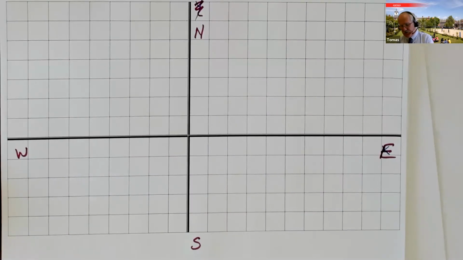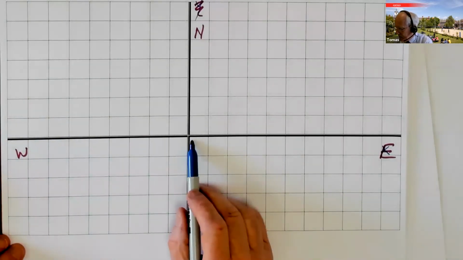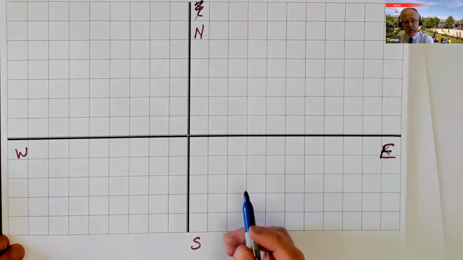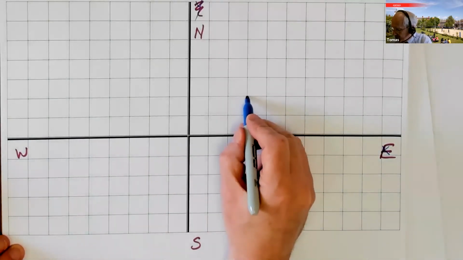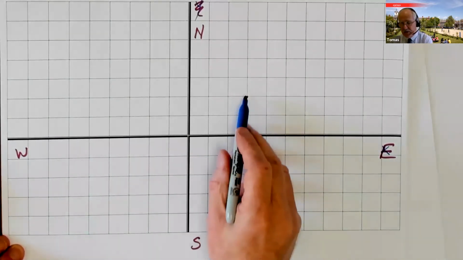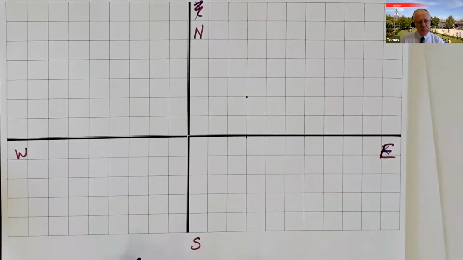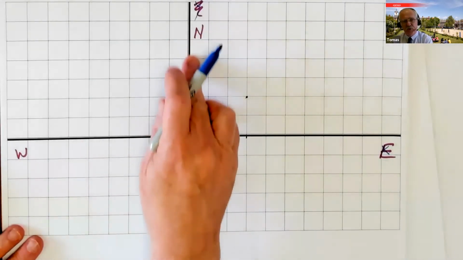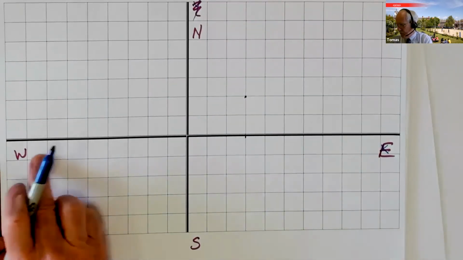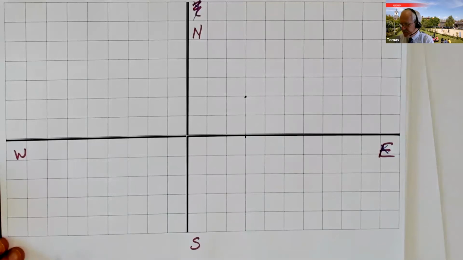Now, when we talk about x, y, if somebody said, where's the point 3, 2? We would always start by going out 3 and up 2, always x first and then y. But when it comes to navigation, we do it the other way around. We always talk about north, south first before we talk about east and west.